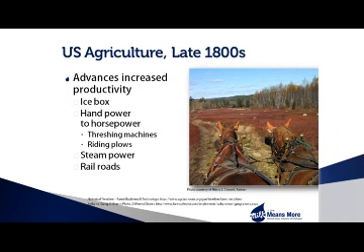Productivity continued to increase thanks to inventions and technological advances. Icebox refrigerators improved food safety, reducing public health risk for foodborne illness. Hand power moved to horsepower. Examples are horse-drawn threshing machines, riding plows, and other mechanical equipment. Steam power and railway transportation facilitated rapid movement of crops to market.